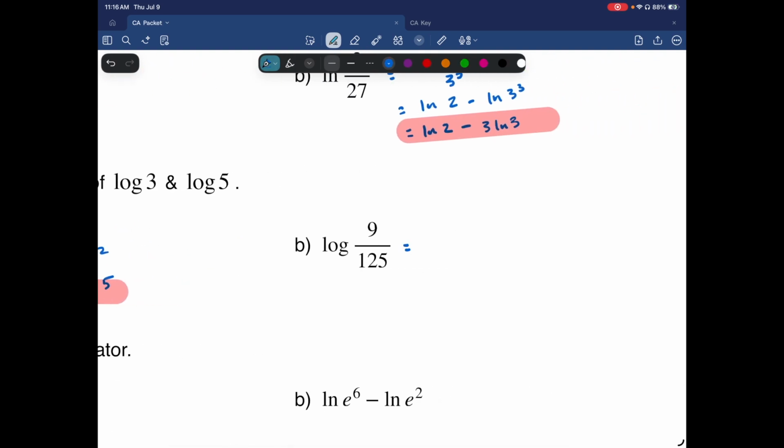Here on B, we have log of 3 squared over 5 cubed. All right, so I can do that by subtraction. I can say log of 3 squared minus log of 5 cubed, and then I'll use the power property. So this will be 2 log 3 minus 3 log 5.